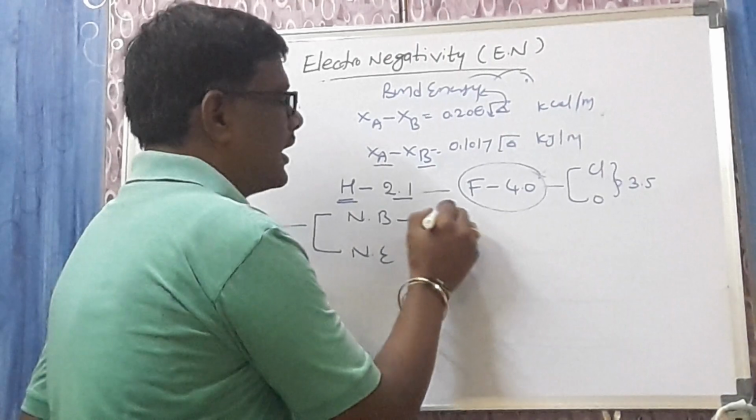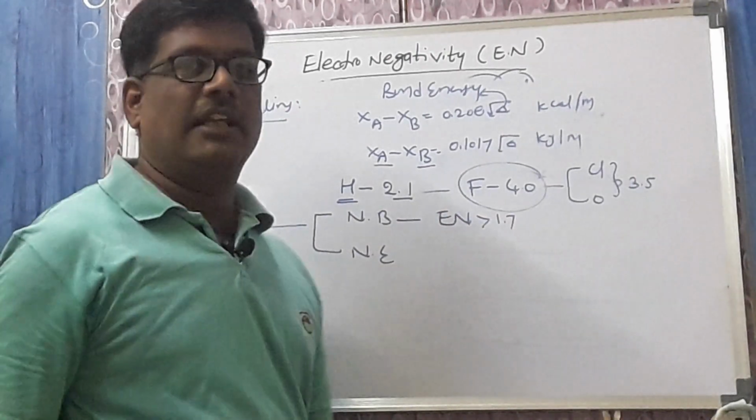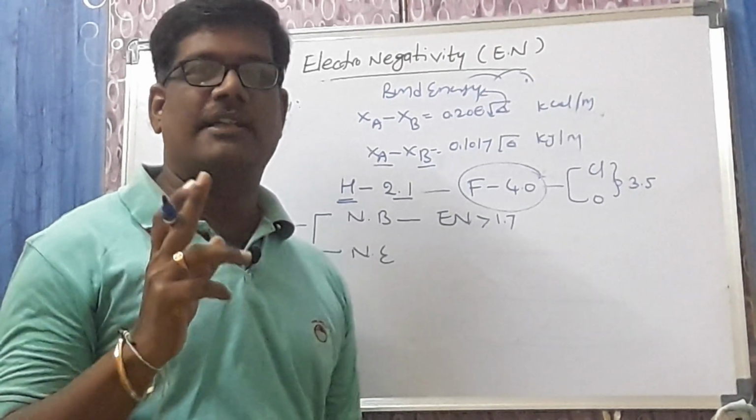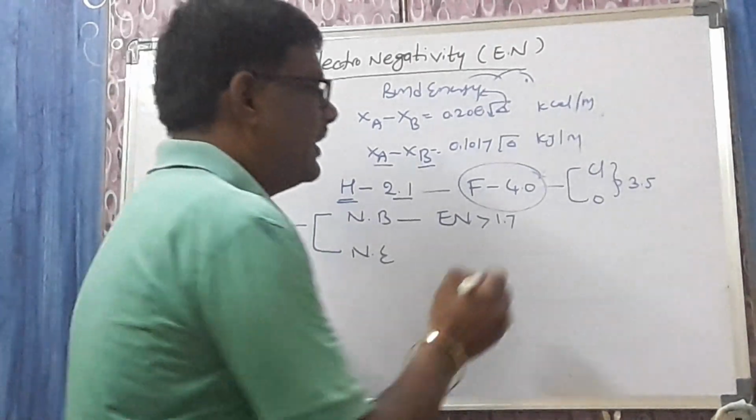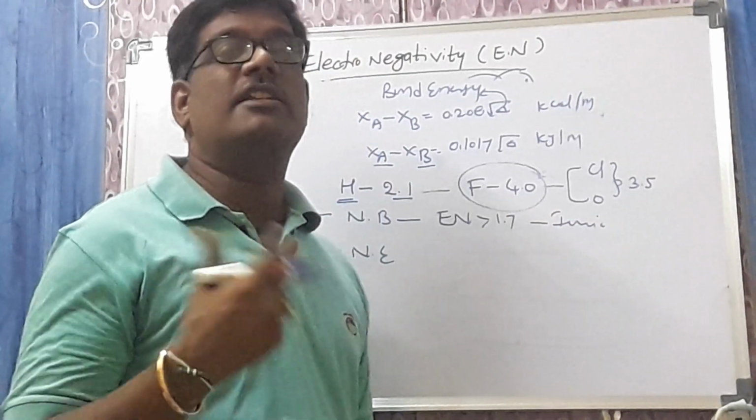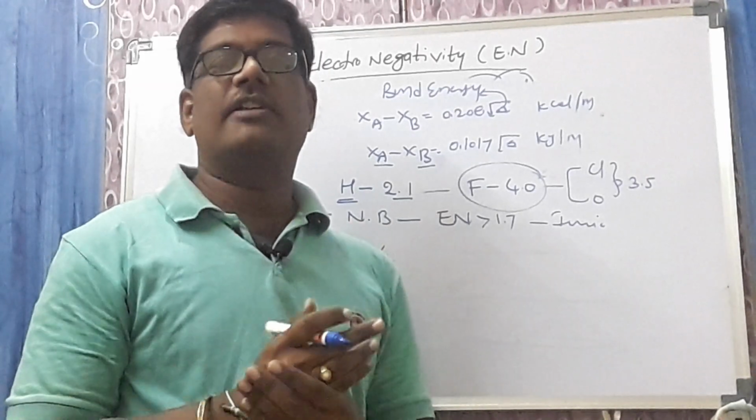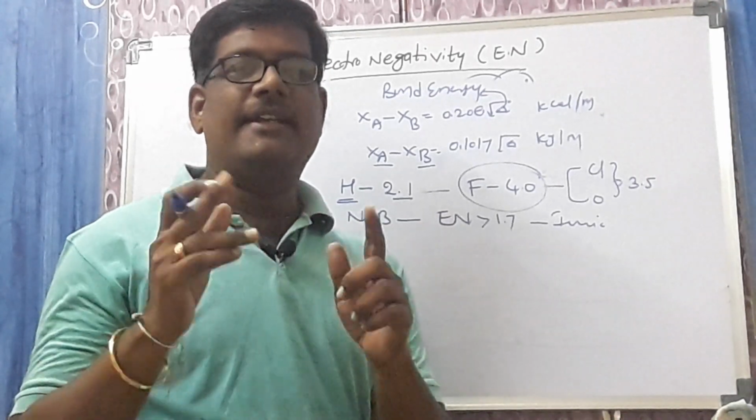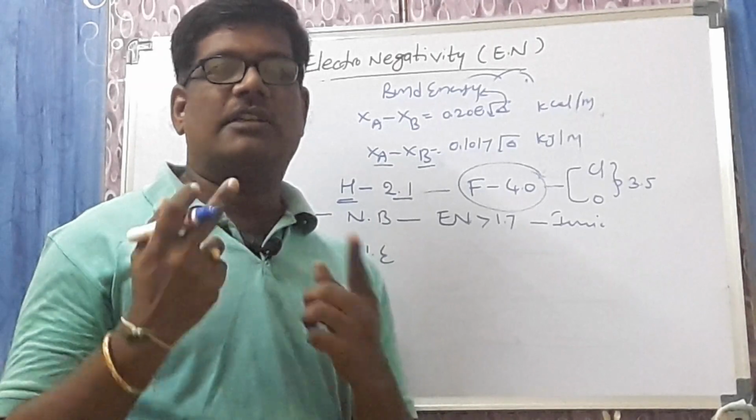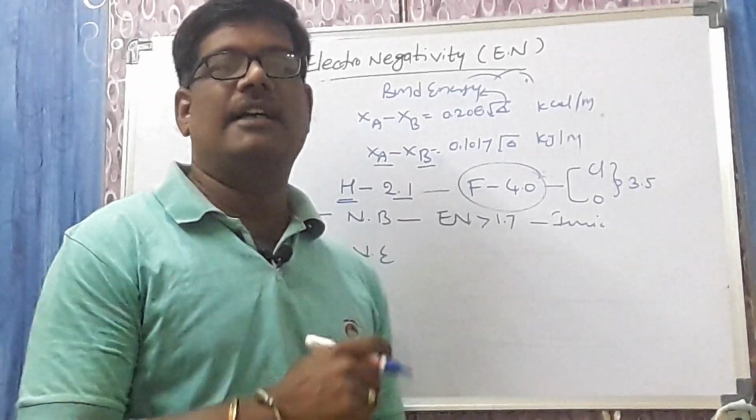Look here. If the electronegativity difference between the two atoms is greater than 1.7, then there exists an ionic bond between the two atoms. What is the bond called? The bond is called the ionic bond. How can you say that? The electronegativity difference must be more than 1.7. The type of bond you get between the two atoms is called the nature of the bonding.